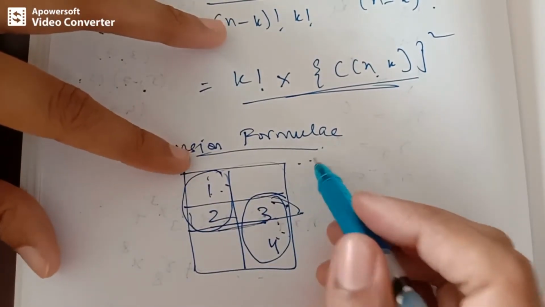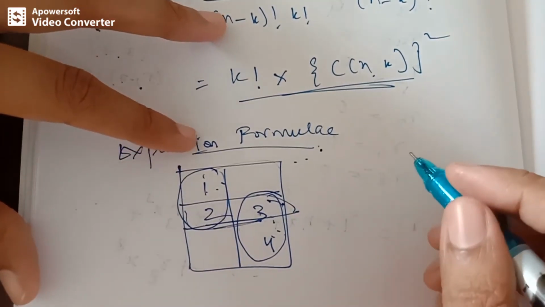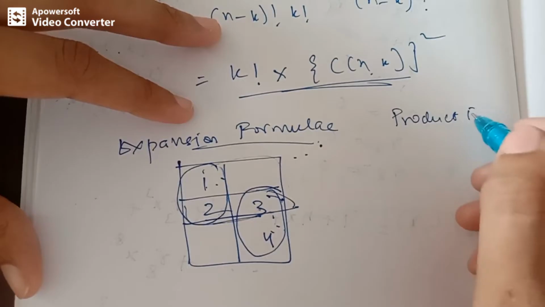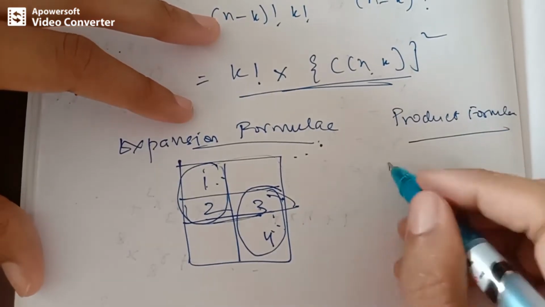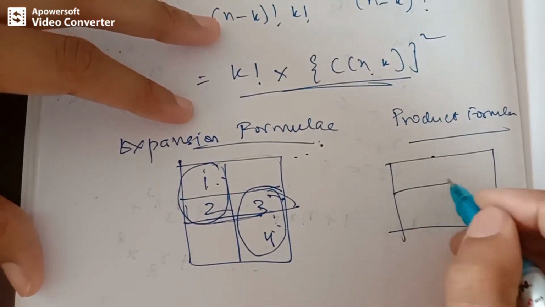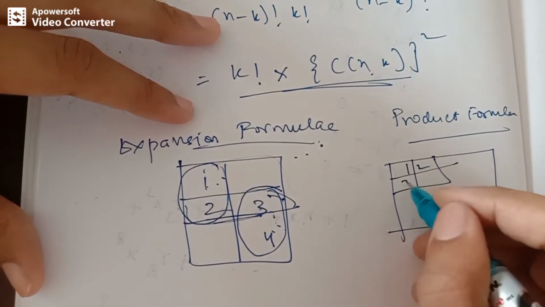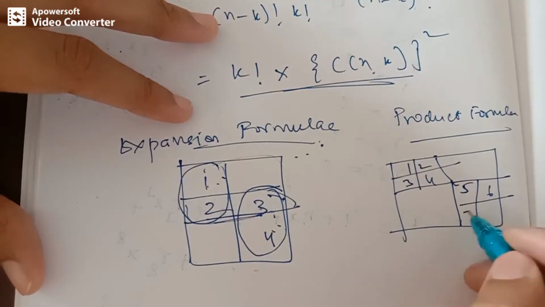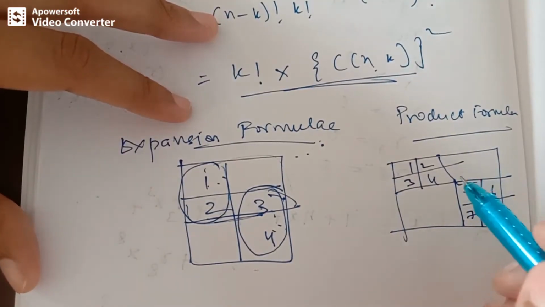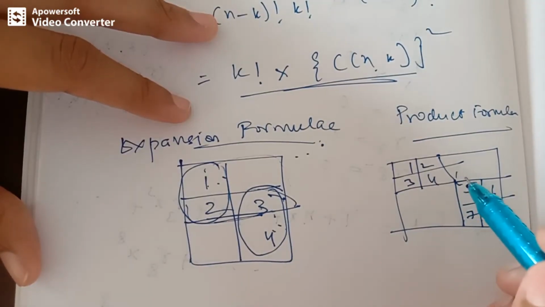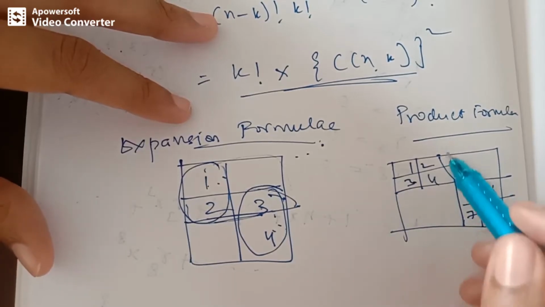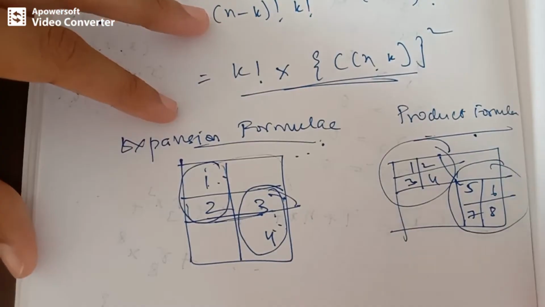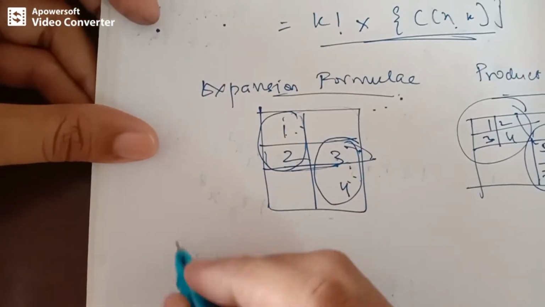So there we can apply this expansion formula. And we have got another formula, that is the product formula, and we are using this only for disjoint boards. That is, if I have got 1, 2, 3, 4 and 5, 6, 7, 8, this is my board. Here you observe that there is no row or column which is common to both the boards. They are disjoint. So there we are applying the product rule. Okay, let's come back to the expansion formula.